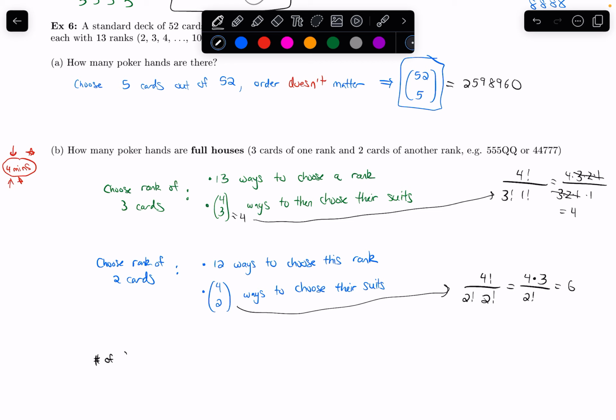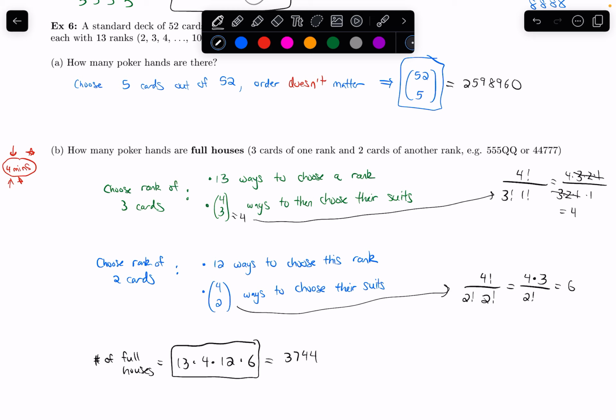So my total number of full houses is going to be 13 first, times the 4, times that 12, times the 4 choose 2, which was 6. It's fine to leave my answer like this. If I wanted to multiply it out and work it out, this ends up being 3,744. And there we have it, our number of full houses.